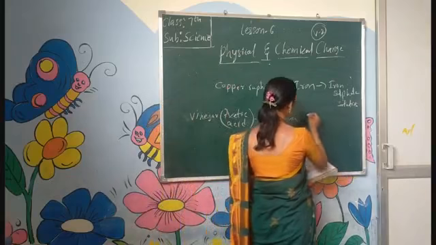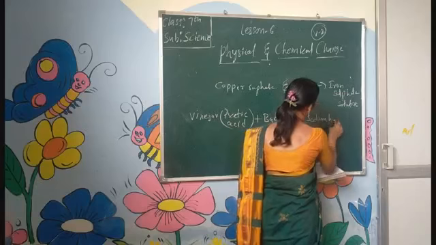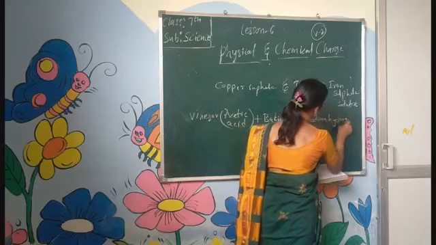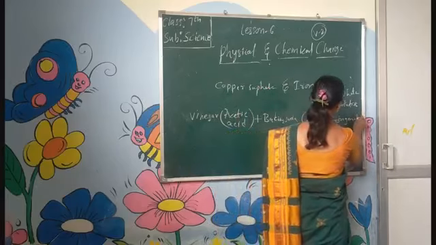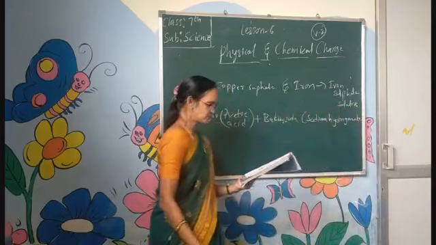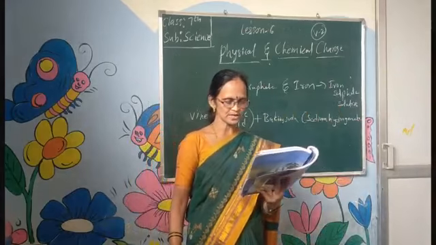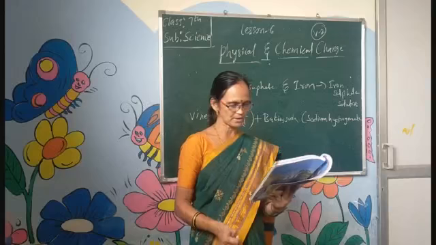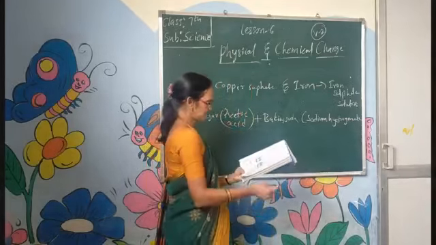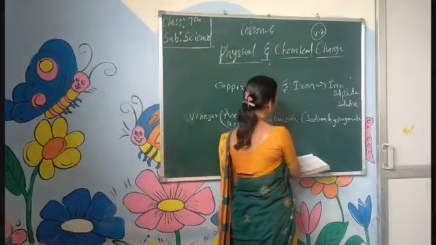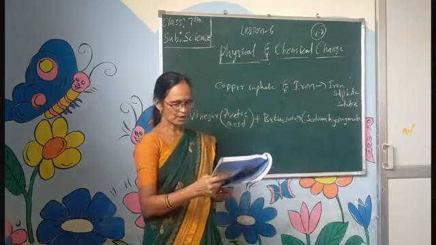Baking soda means sodium hydrogen carbonate. Vinegar plus baking soda is equal to carbon dioxide plus other products. They react between carbon dioxide and lime water as follows. So, see, both vinegar plus baking soda, you are getting sodium hydrogen carbonate.